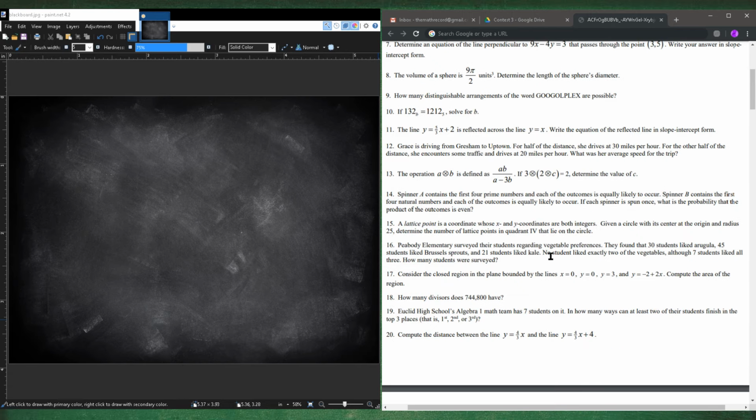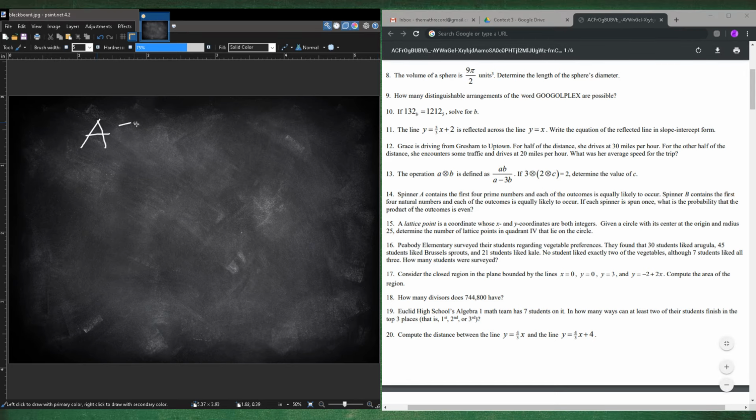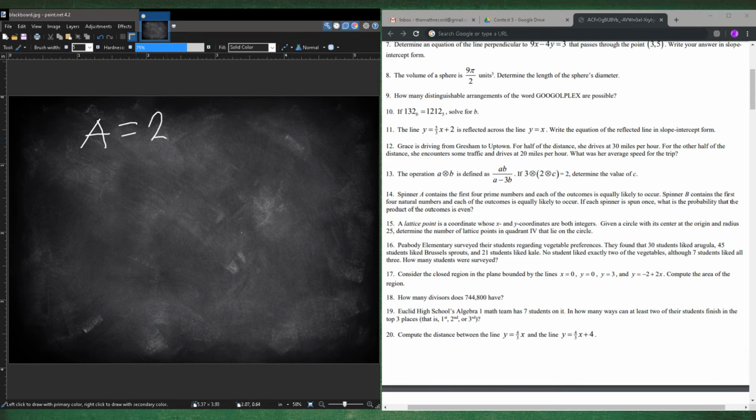14. Spinner A contains the first 4 prime numbers. The first 4 are 2, 3, 5, and 7, and each of the outcomes is equally likely to occur, so each of them is a 25% chance. Spinner B contains the first 4 natural numbers, so 1, 2, 3, and 4, and each of the outcomes is equally likely to occur, so each of them is also 25%.